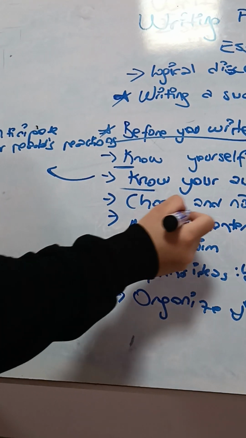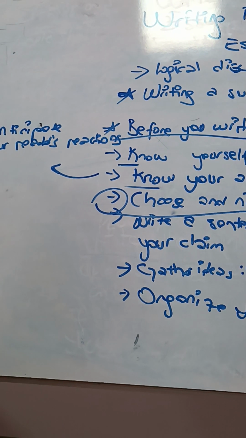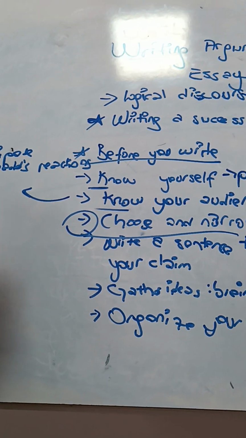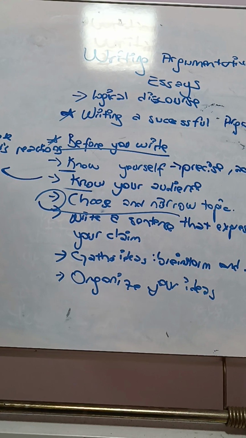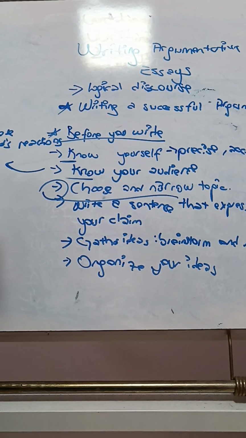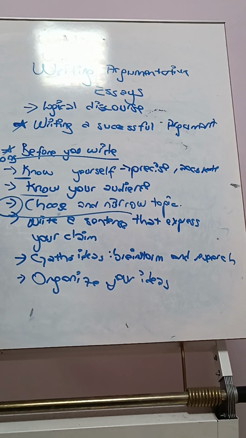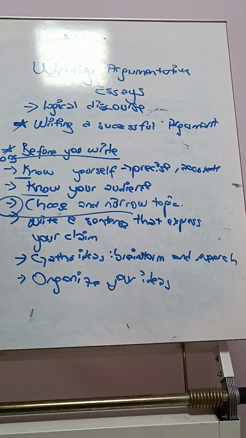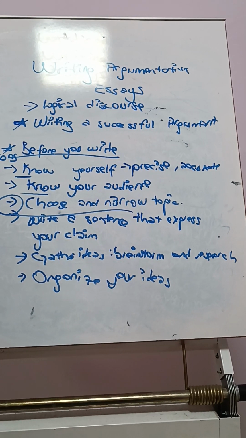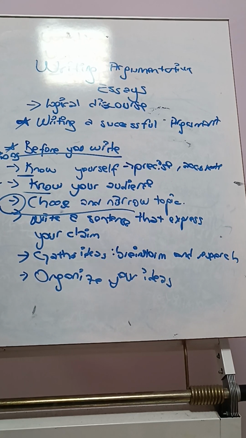Choose and narrow the topic. Now we will have some information about that. Decide on a topic that is both controversial and interesting to you. It doesn't have to be one you're familiar with. In fact, you might want to select one that you have always been curious about or wanted to learn more about, so that you can argue your case more convincingly.